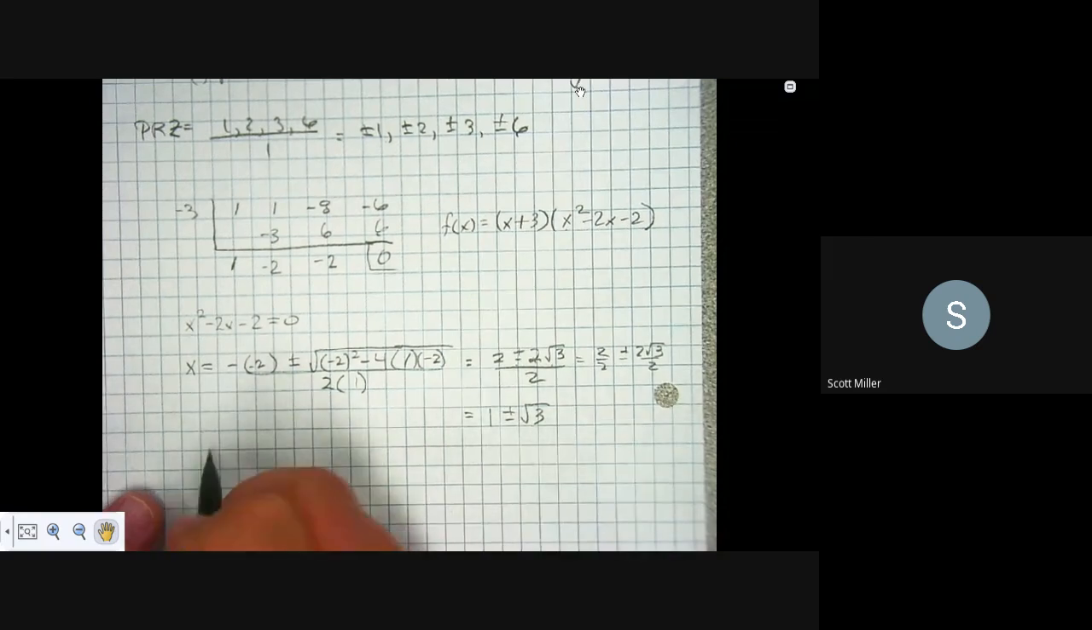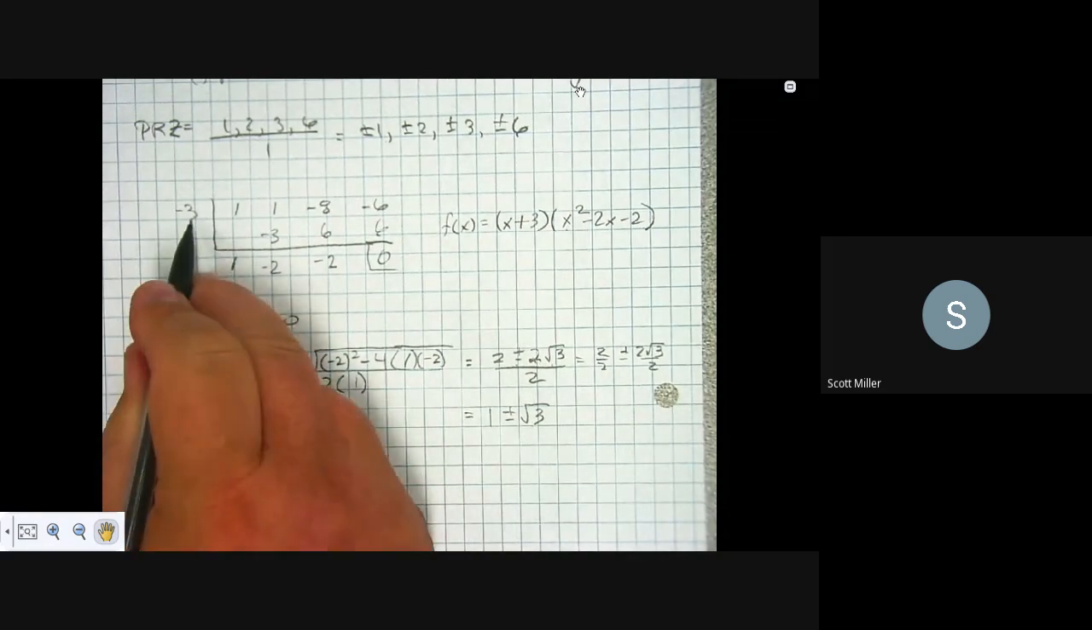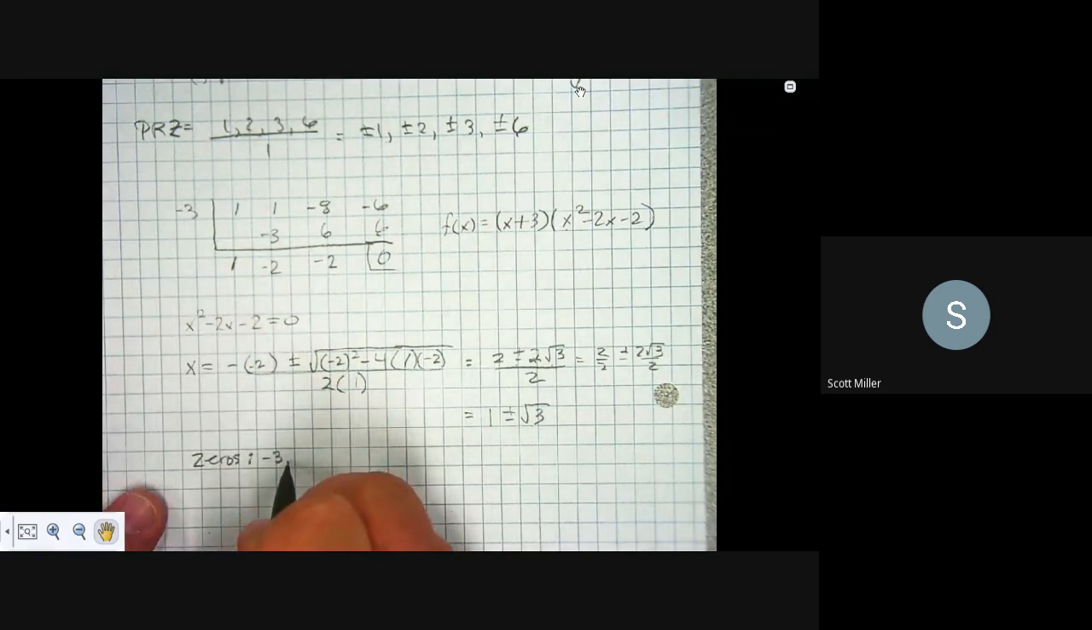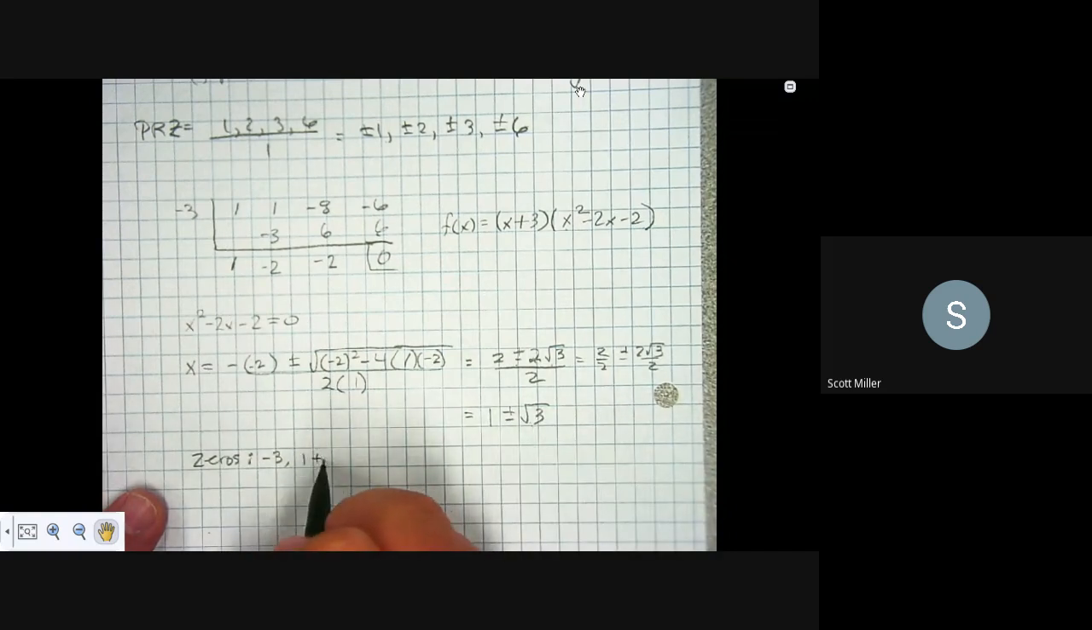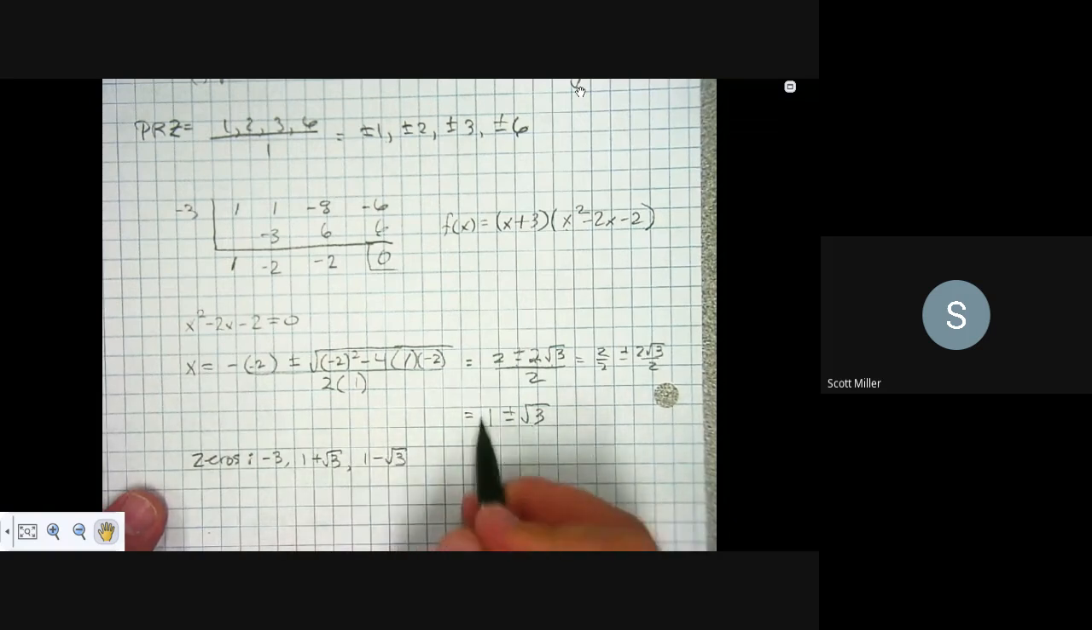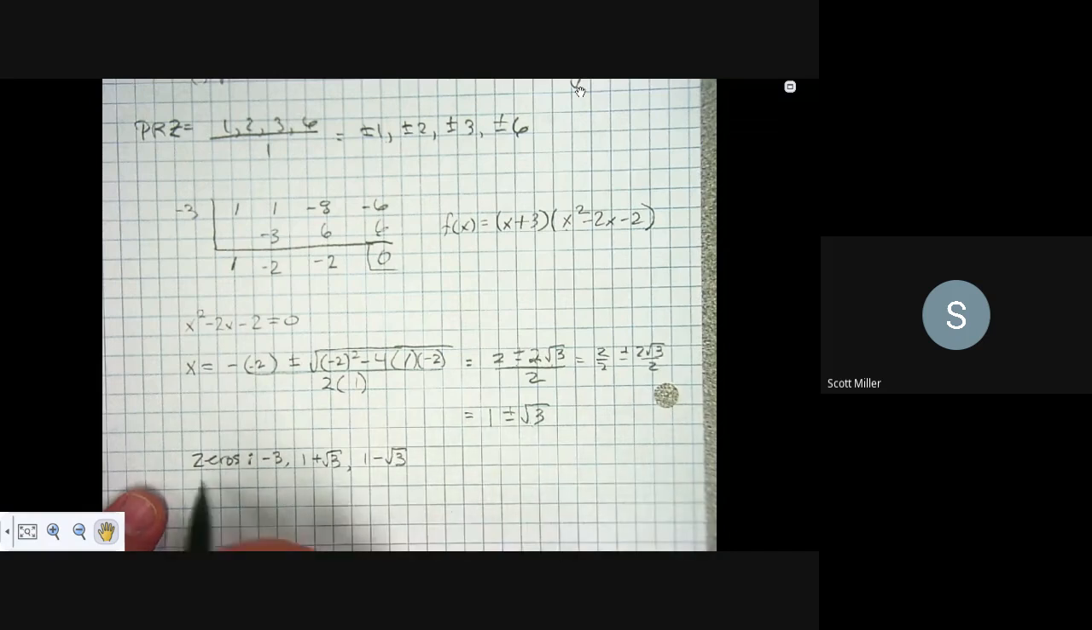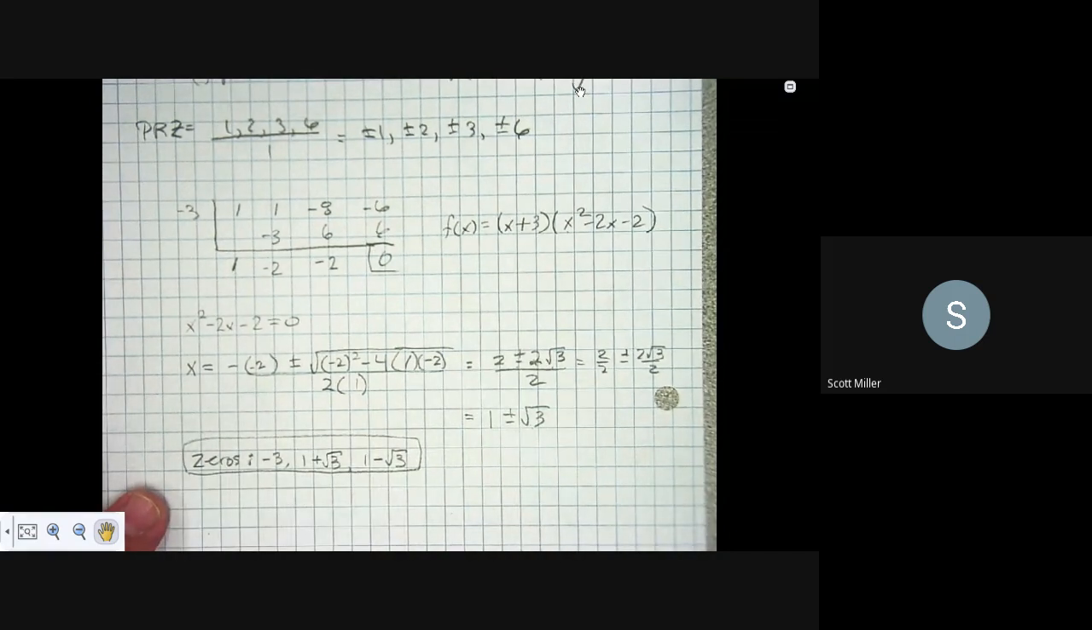I can now list my zeros as, don't forget this one, negative 3, comma, and you can write this as 1 plus the square root of 3, 1 minus the square root of 3, or you can separate them. I can write it as 1 plus the square root of 3 and 1 minus the square root of 3, or you can write it together just like that, 1 plus or minus the square root of 3. So there are 3 zeros here, confirming that we had 3 x-intercepts.